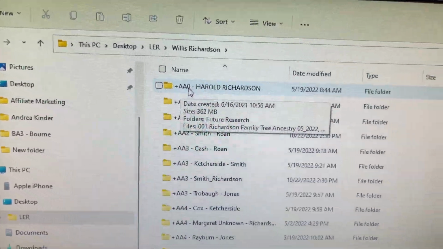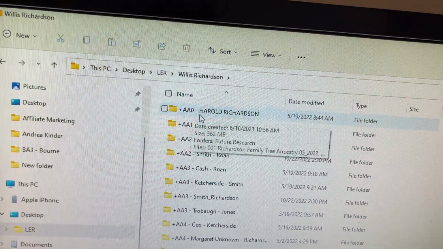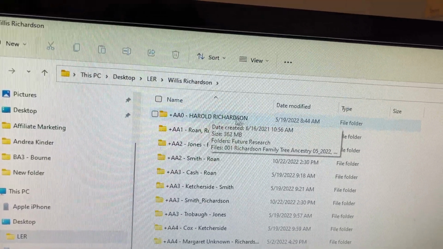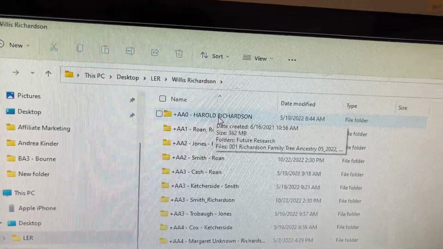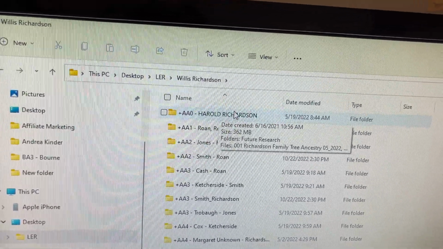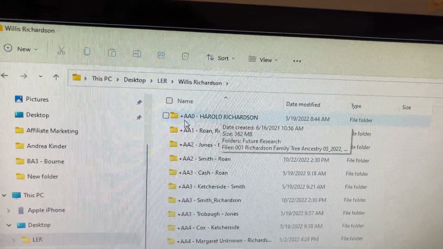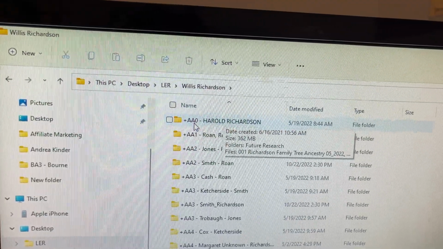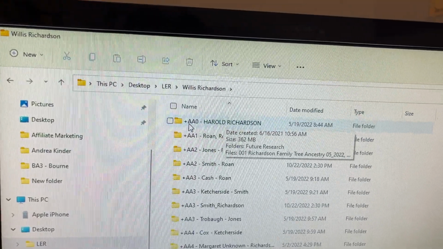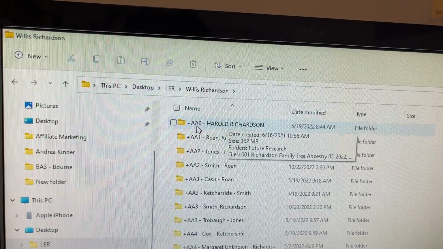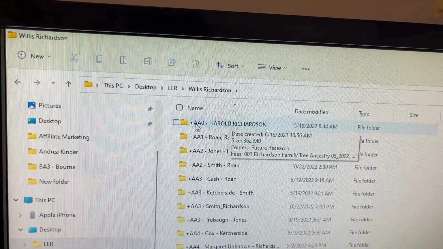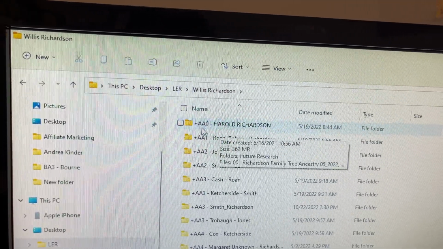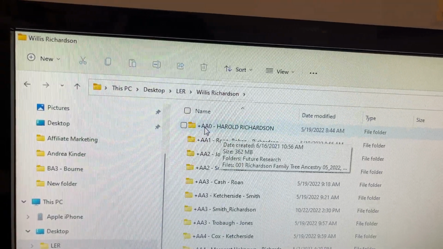So my grandfather is AA0, and all the Richardson files, the maiden name or given name Richardson, will be underneath that directory. Now, like I said, my father's father would be AA. My father's mother would be AB. My mother's father would be BA, and my mother's mother would be BB. So that's the starting convention of the directory naming.